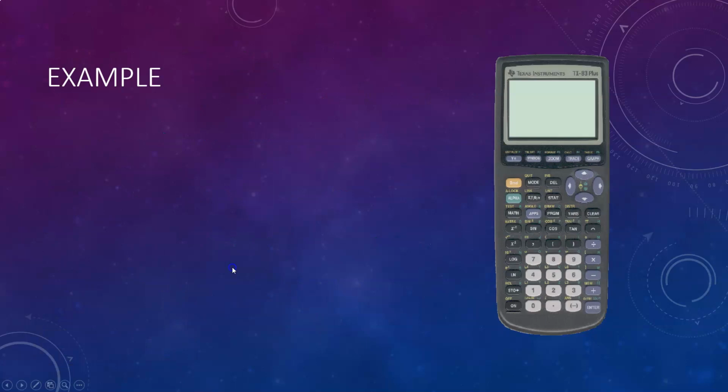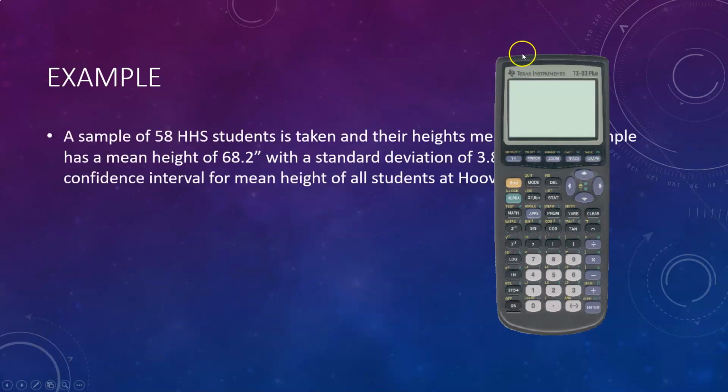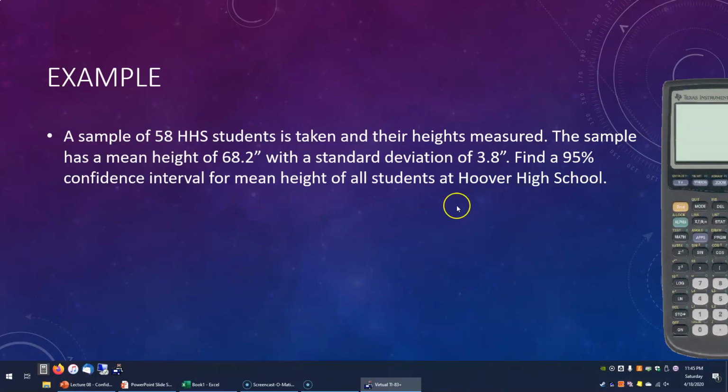So here we go. Let's look at this example of 58 Hoover High School students. We took a sample and looked at their heights. The sample has a mean height of 68.2 inches with a standard deviation of 3.8 inches. This was all from the sample. And we want to find a 95% confidence interval for the mean height of all students at Hoover High School.